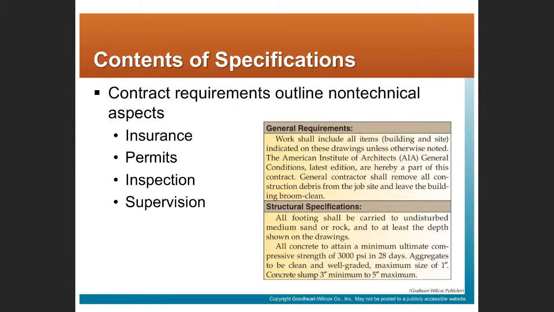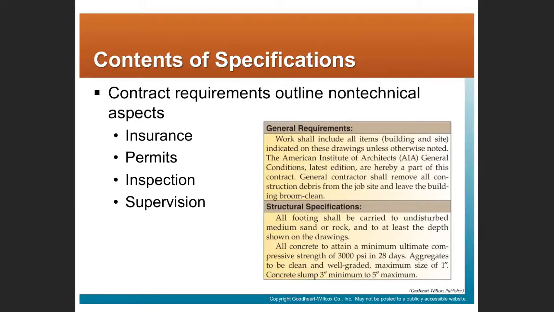Right, the contract specifications will also outline certain non-technical aspects of the project. Typically, the specifications will talk about things like what the insurance requirements are for the contractors on the job, who pulls permits, whose responsibility it will be for permit inspections, what level of supervision is required.